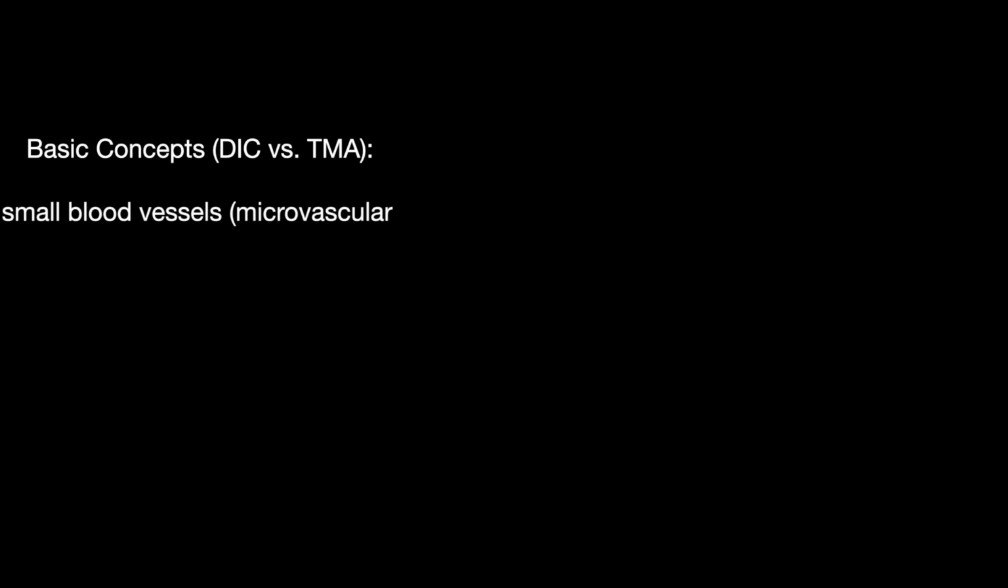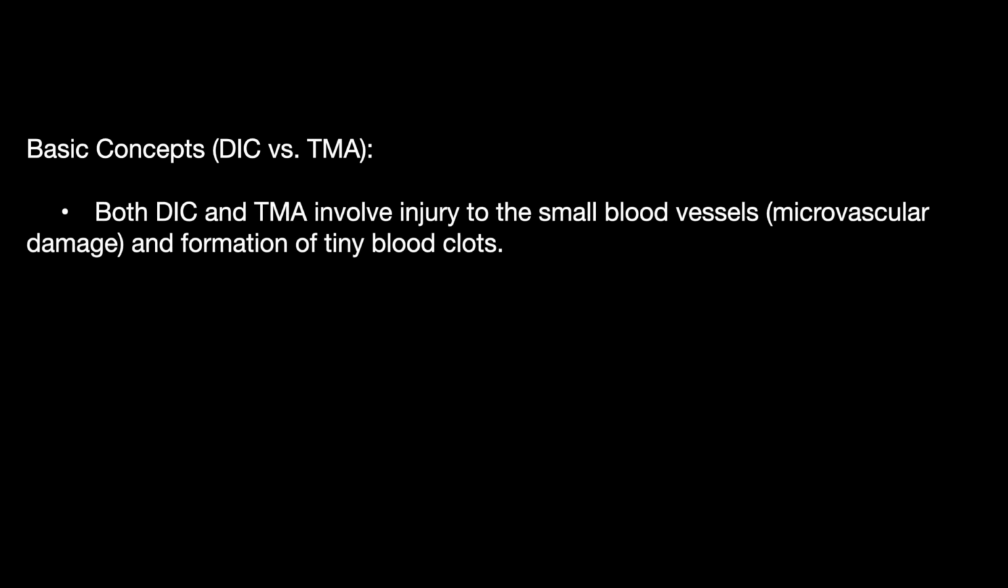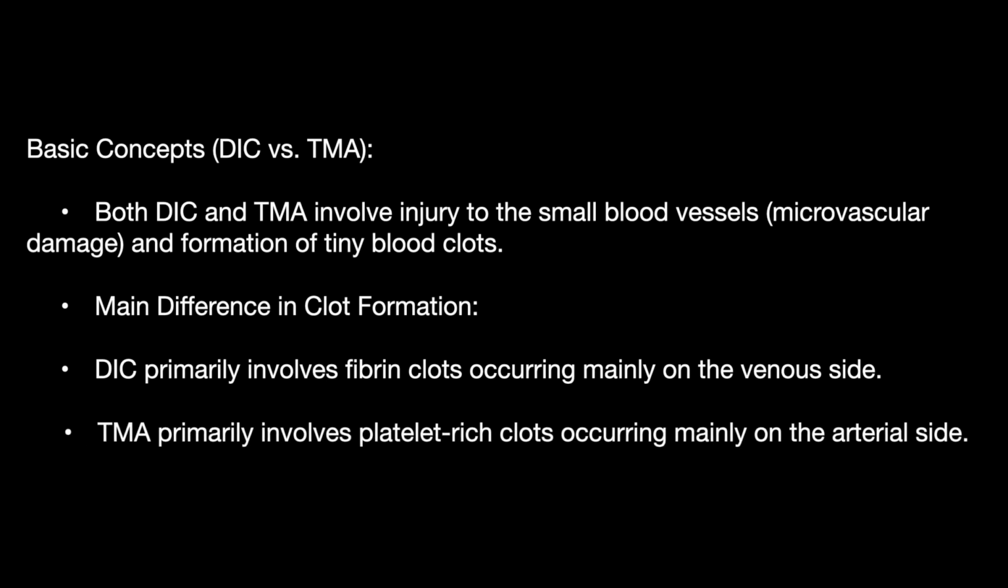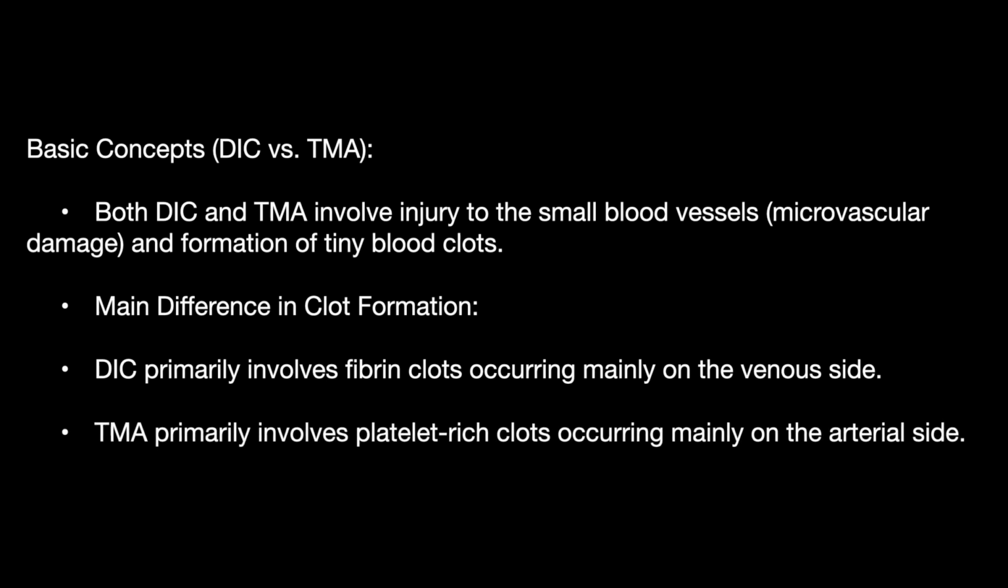Now, there is a relationship between DIC and TMA because they can overlap and make the diagnosis difficult. The basic concept is that both injure the small blood vessels and form tiny blood clots. The main difference, however, is that DIC primarily involves fibrin clots occurring mainly on the venous side, whereas TMA primarily involves platelet-rich clots mainly occurring on the arterial side. This must be kept in mind.